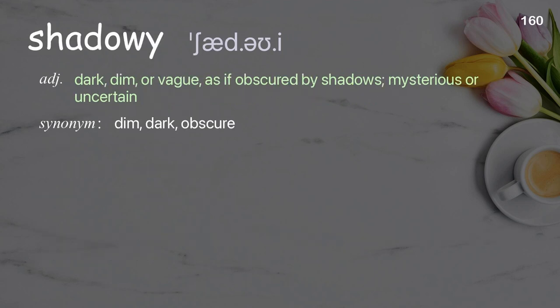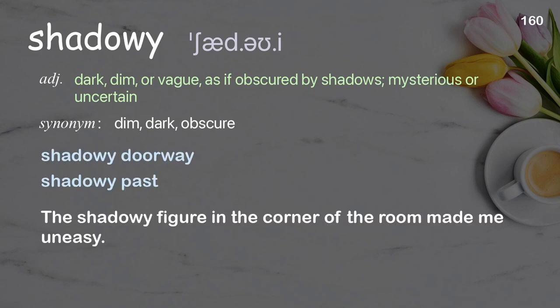Shadowy: dark, dim, or vague, as if obscured by shadows, mysterious or uncertain. Examples: shadowy doorway. Shadowy past. The shadowy figure in the corner of the room made me uneasy.